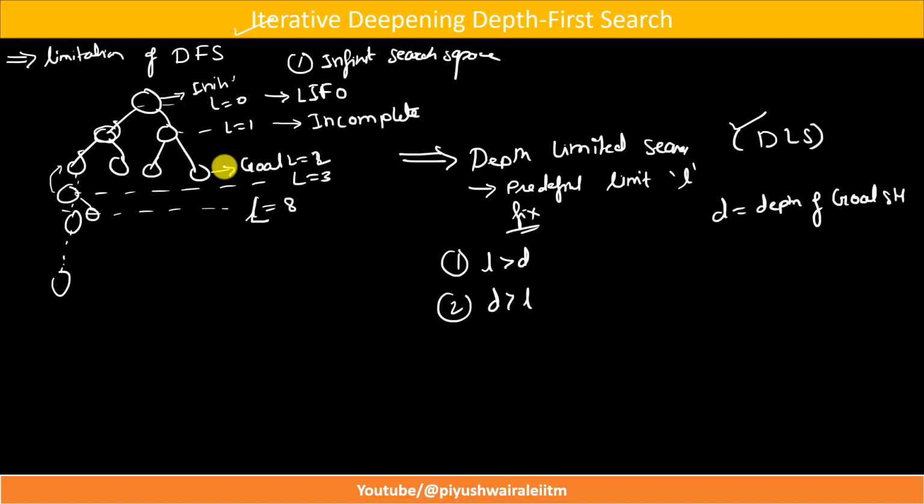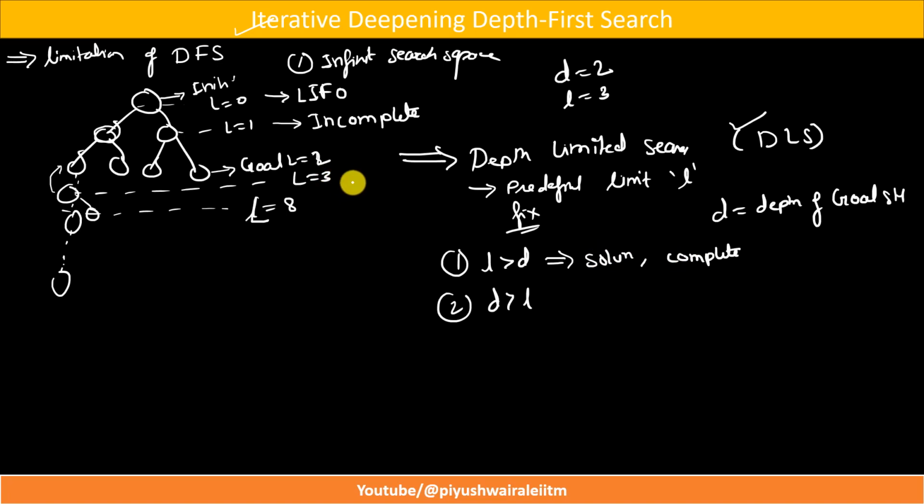Now here in this case, our goal is present at level 2, so D equals 2. Then our search limit is 3, that is L equals 3. Now L is greater than D. We are searching till level 3, but our goal is present at level 2. So in this case, we'll get the solution, right?